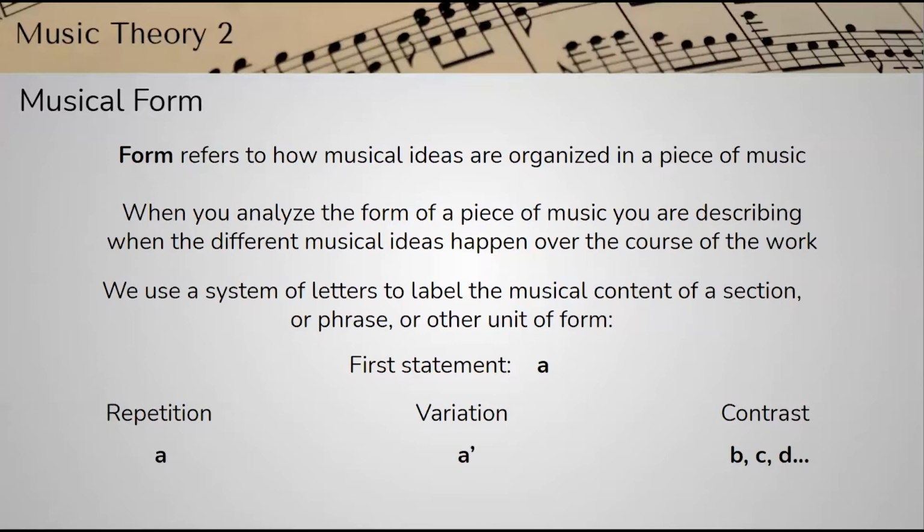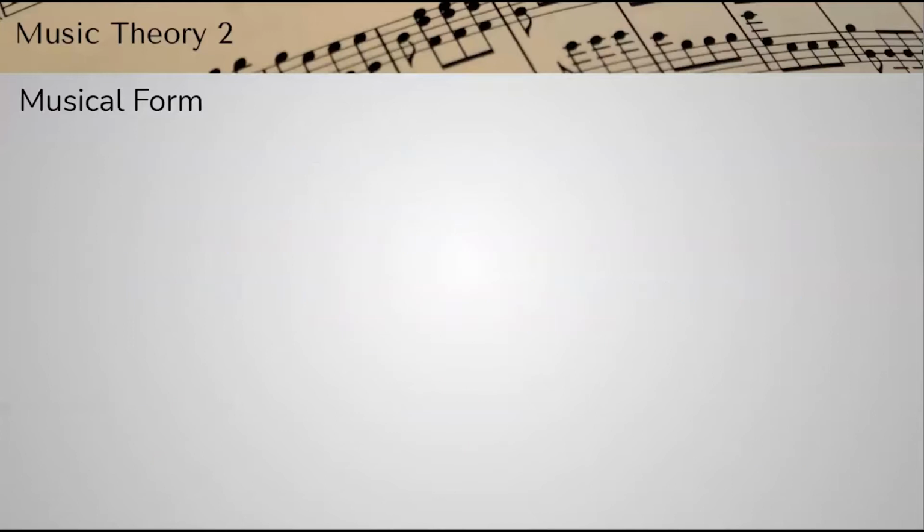You use them to signify a repeat by writing the same letter again, using the same letter to label it. You can signify that something is a contrast by using a new letter. Or you can say that something is related to something else, but slightly different, right? And that would be the little prime symbol. Okay. So those are the three kinds of things we use when we're talking about form.